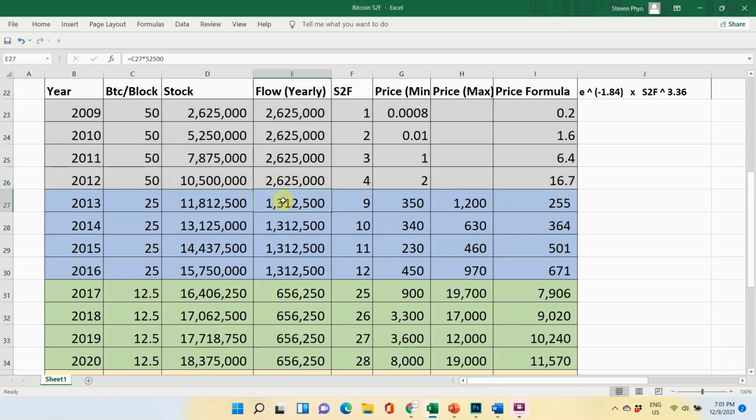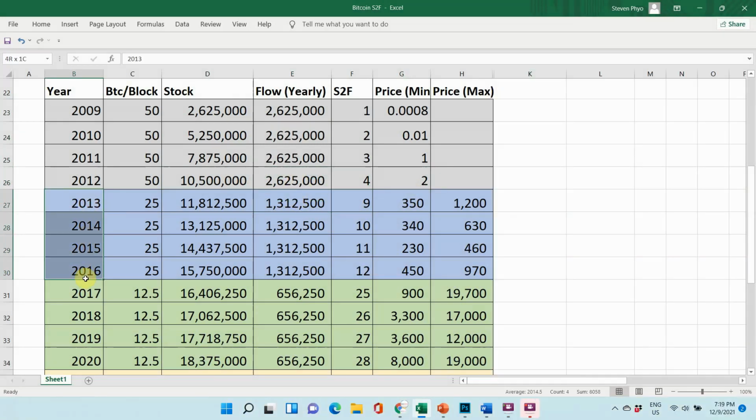So, starting from 2013, yearly supply becomes 1.3 million. In 2013, the S2F value becomes 9. In 2012, the Bitcoin price was only $2 and it jumped to $350 in 2013 after the halving. Why did the price suddenly jump? It is because the supply suddenly dropped by half due to Bitcoin halving. Normally, the price obviously increases after a halving cycle. From 2013 to 2016, the yearly flow is 1.3 million. In 2016, the S2F value becomes 12 and the price is $450 to $970.